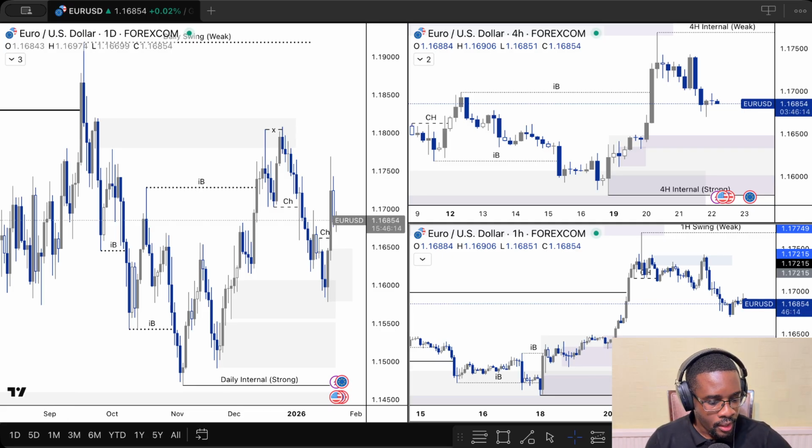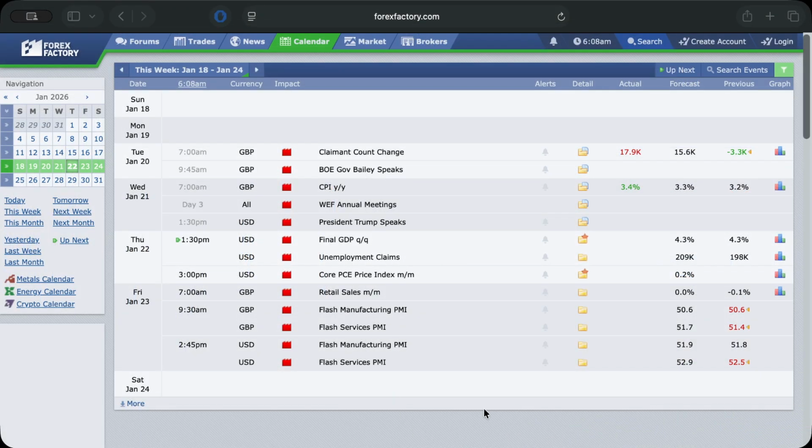And so we always start with the news to see what we can expect for the day. So today we have GDP and core PCE. Those are the main ones, and then of course unemployment claims as well.